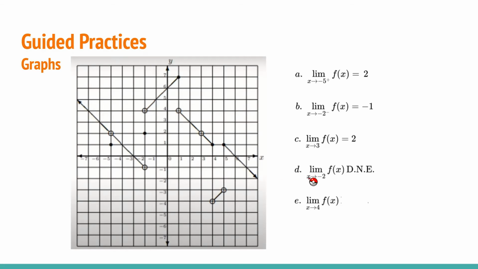So again, the one-sided limits are not equal. That can only mean that the limit does not exist.